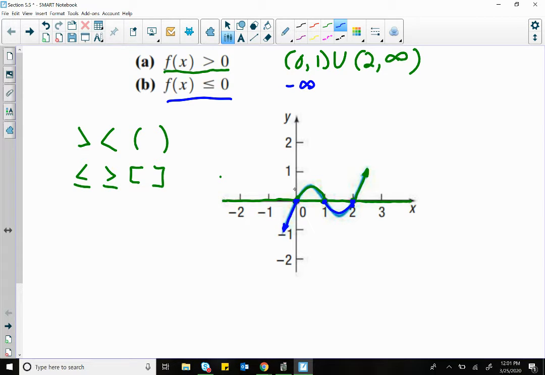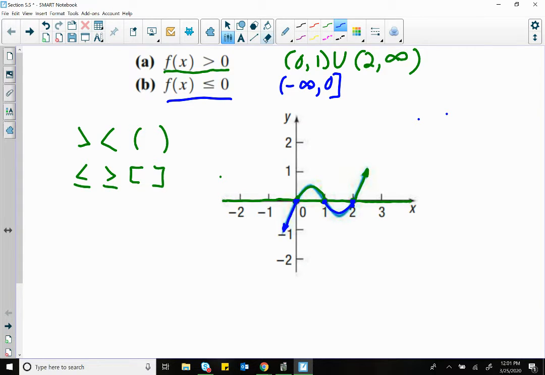Where does it end? It ends at 0. Now, infinities always get parentheses, but what about the 0? Do we like being a part of the x-axis there? And we do, because we're equal to. So since we're equal to, we want a bracket for that guy.